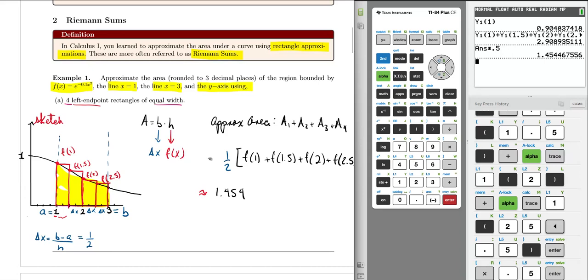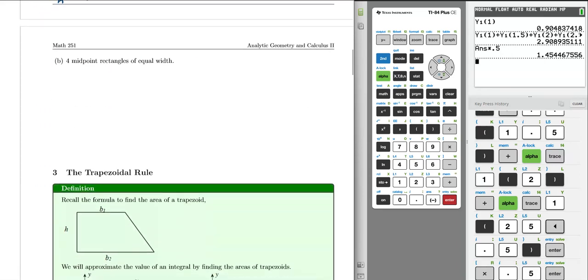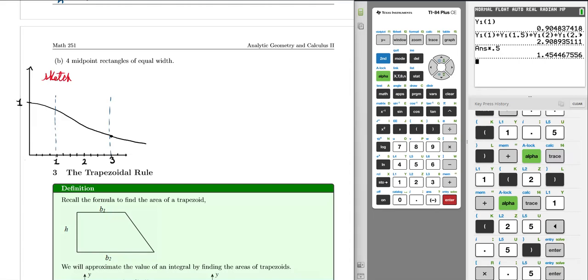Okay, so now let's take a look at another approximation, but this time using 4 midpoint rectangles of equal width instead of left endpoints. And let's see what we get there. Now, as usual, we want to begin with the sketch. All right, so now that we have our sketch, same idea here, we're going to calculate our width. We're still dealing with the same problem, so our width was 1/2, but just to recap, it's b minus a all over n, which in this problem is 1/2.